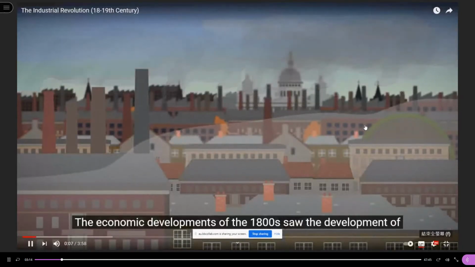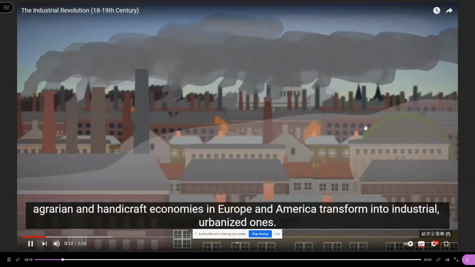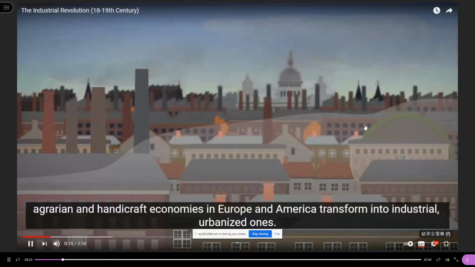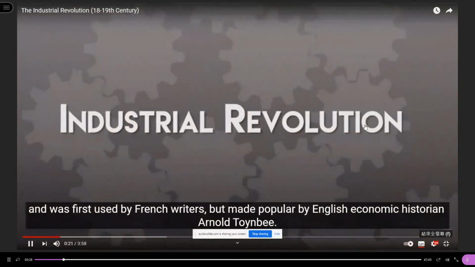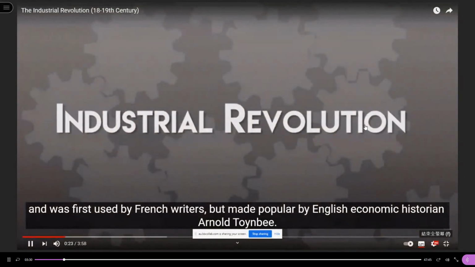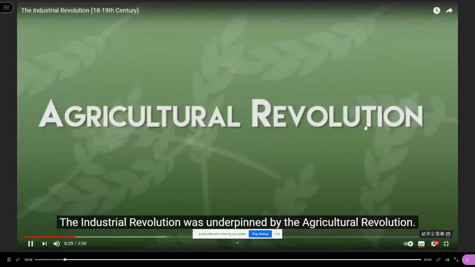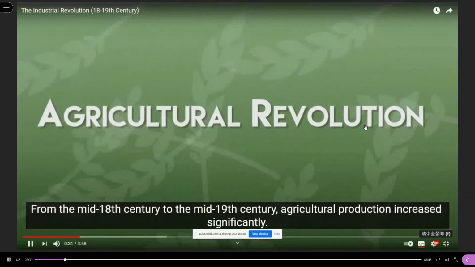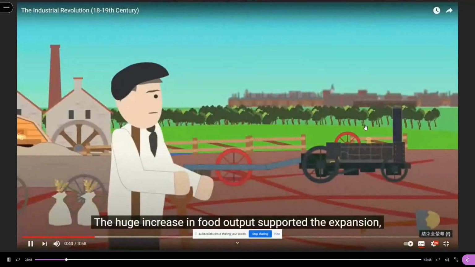The economic developments of the 1800s saw agrarian and handicraft economies in Europe and America transform into industrial urbanized ones. The term to describe this phenomenon would be known as the Industrial Revolution, first used by French writers but made popular by English economic historian Arnold Toynbee. The Industrial Revolution was underpinned by the Agricultural Revolution. From the mid-18th century to the mid-19th century, agricultural production increased significantly. The huge increase in food output supported the expansion and sustained a large population and boosted trade.